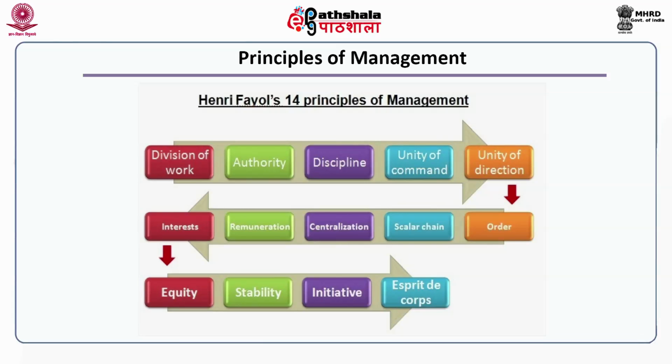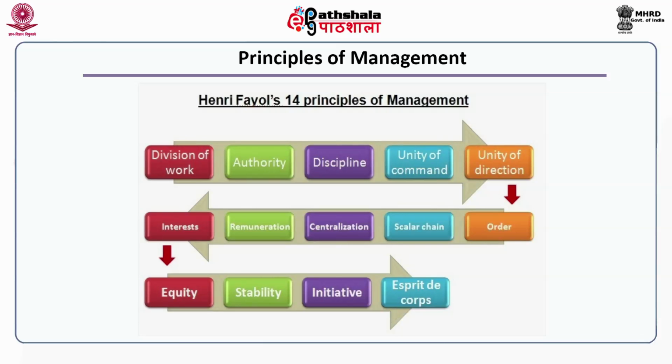The ninth principle is scalar chain. Scalar chain means the formal line of authority that flows from top to bottom. According to this principle, there should be a clear line of authority from top to bottom which will link superiors and subordinates at all levels.